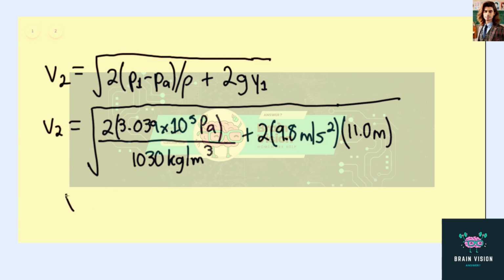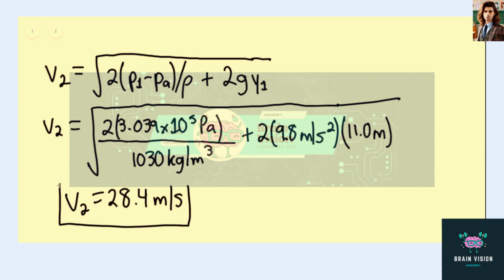Extending the square root, we have that V sub 2 is equal to 28.4 meters per second. This would be the speed through the hole. That is the end of the solution. Thank you for watching.